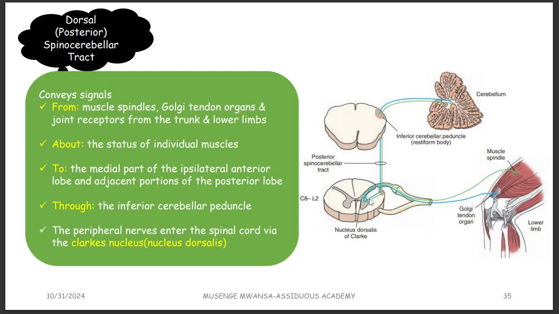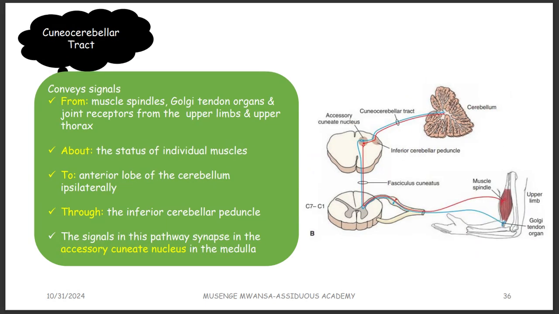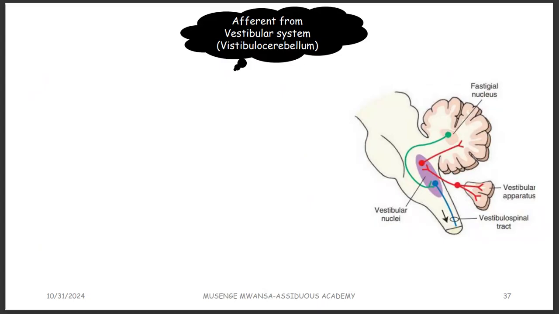You can see when the information reaches the spinal cord, you go to the Clarke's nucleus or the nucleus dorsalis, and then you are going on the ipsilateral side via the inferior cerebellar peduncle. The anterior was going through the superior. This one is through the inferior. We also have the cuneocerebellar, which also goes through the inferior. So it's only the anterior spinocerebellar that was going through the superior. That's the only thing I wanted to mention.